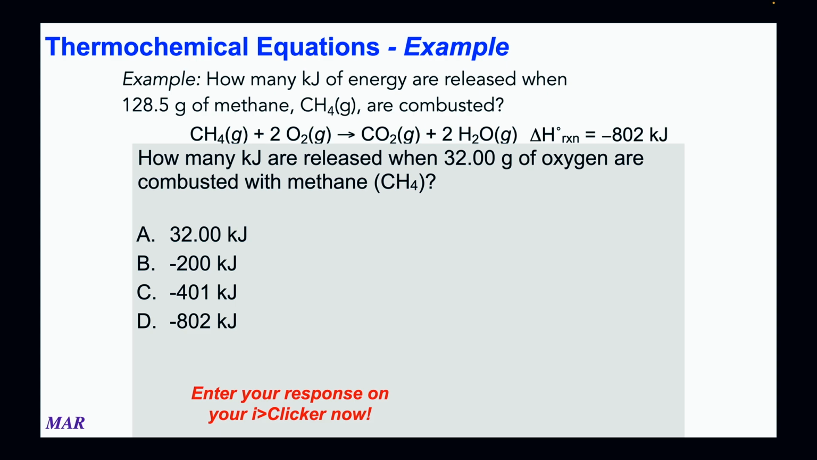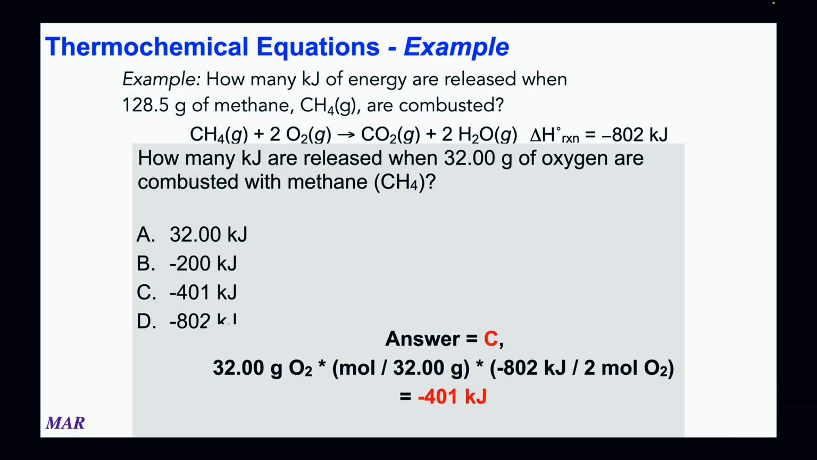However, in the reaction itself, it says that there's 2 moles of oxygen burned per 802 kilojoules. Now we have 1 mole of oxygen, and there's 2 moles of oxygen for every minus 802 kilojoules. So we're going to take that 802 and divide by 2. The answer here comes out to be minus 401 kilojoules of energy. So again, grams to moles is the first part. And then 2 moles of oxygen are burned for every minus 802 kilojoules that come out, so minus 401 kilojoules.